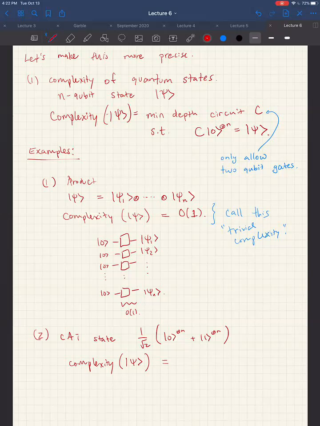I have an intuition that says log n, but I'm really not sure. So log n is indeed the right answer. You can build the state in log n depth. That's very good. Actually, maybe I'll leave it as an exercise for you to work out on your own. This is something that you'll see on your problem set.